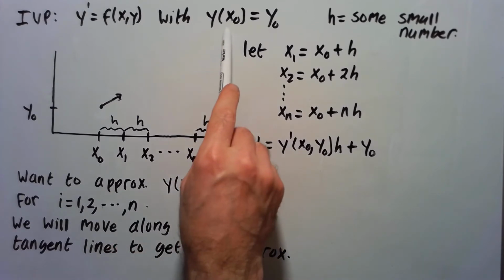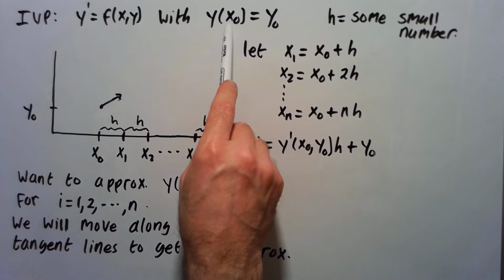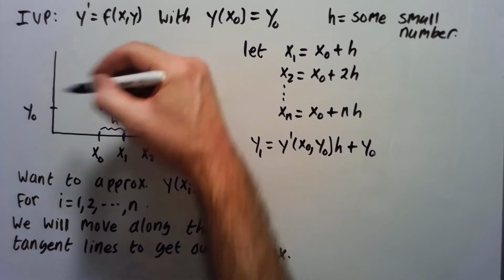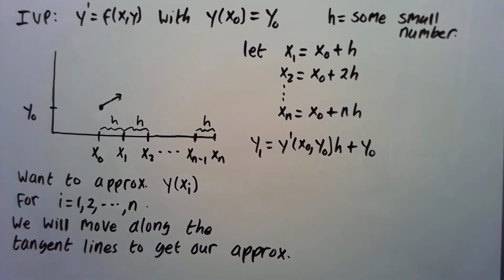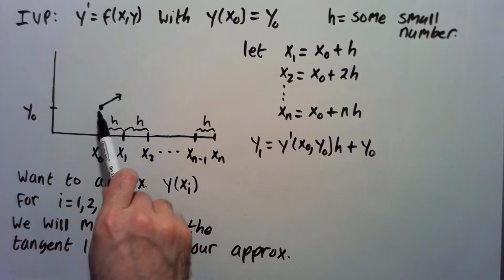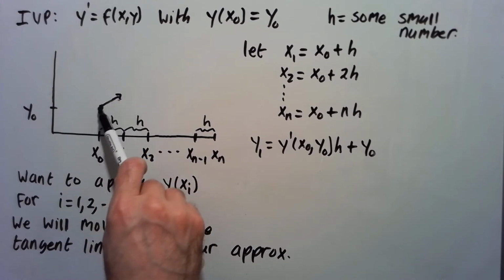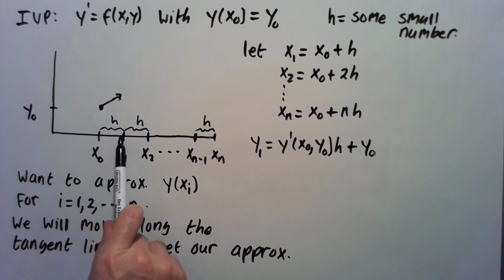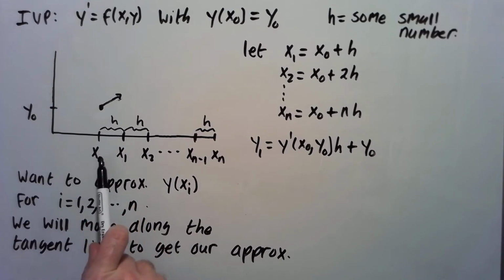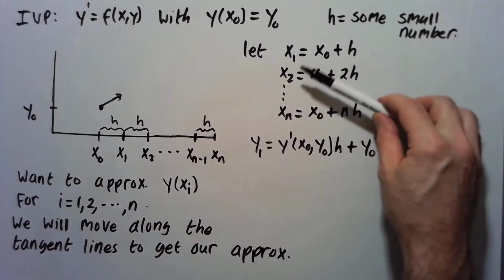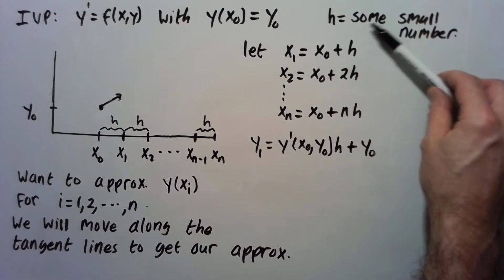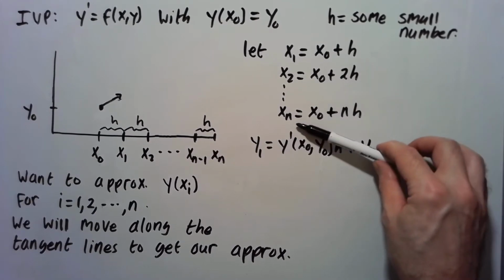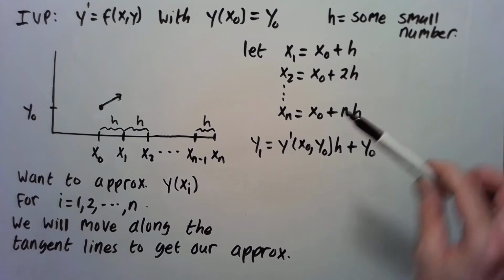Okay, so we know from the initial value problem that the curve we're looking for passes through x0, y0. So this right here is on the solution curve. And we can then find the slope of the tangent line at that point. Say that's our tangent line right there. We can then move along h along that tangent line. So we're assuming all these x's are equally spaced. So x1 is going to be x0 plus h. h is some small number. x2 then would be x0 plus 2h. xn would be x0 plus nh.